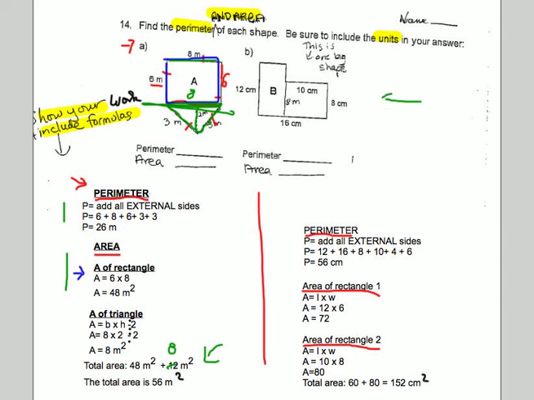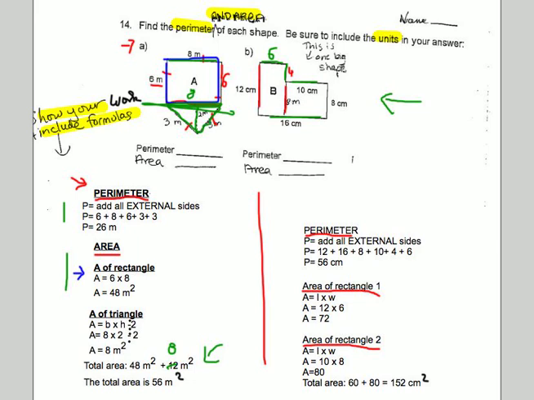Now let's go to this shape here. It is made up of two rectangles, and again I notice I have no measurement for this line or this line, so the first thing I'm going to do is figure it out. I know that the bottom line is 16, and this line here is 10, so I know that 10 plus 6 is 16, so this is 6. I know for the other line that this line is 12, and this line here is 8, which means this one has to be 4.